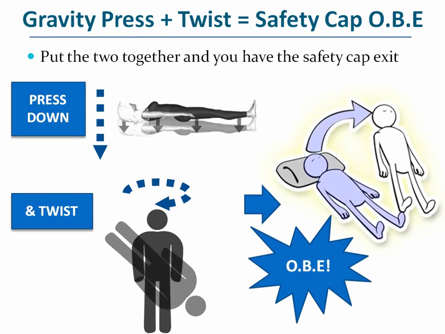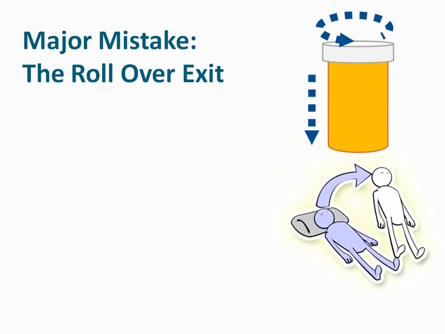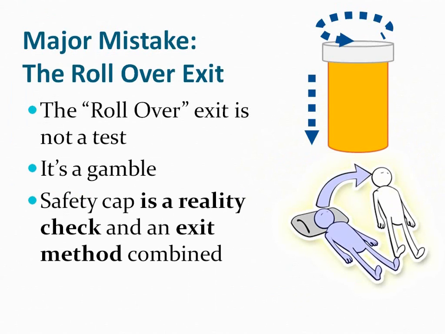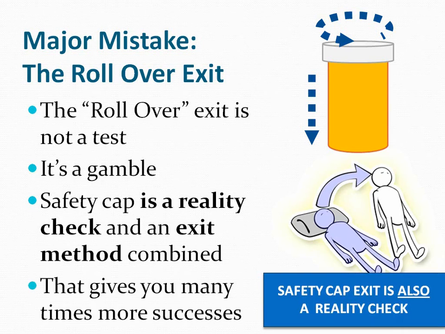Most books on OBEs tell you to roll over on your side to complete the exit. This is a really bad idea because it's an all or nothing gamble. Either you succeed and you roll over into an OBE, or you move physically and you have to start all over again.